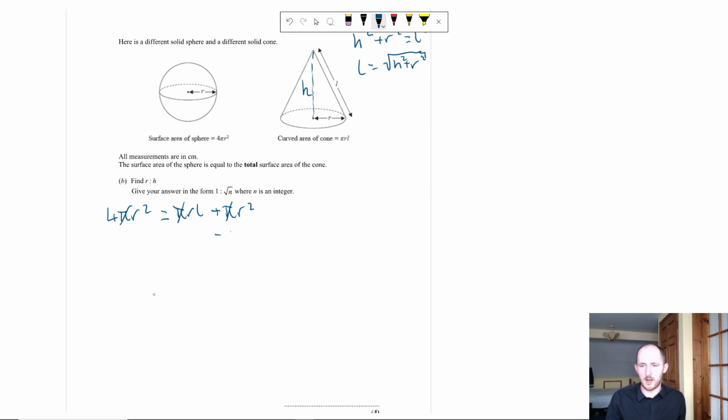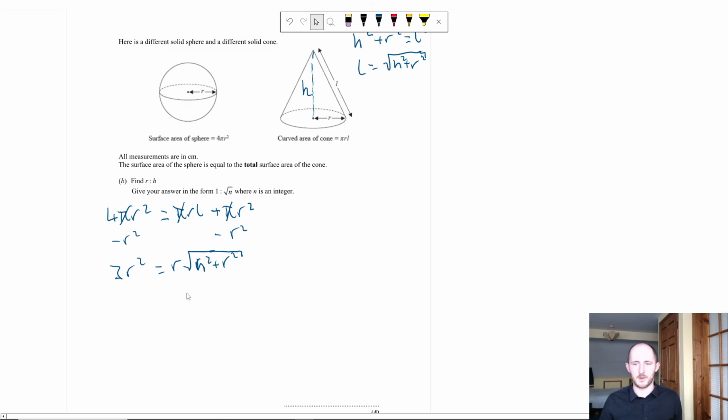I can also minus r squared from both sides. That leaves me with 3r squared equals r times L, which is h squared plus r squared. Now, in the answer, we want r to h, so we want to move all of the r's to one side. I can actually cancel out an r from both sides as well. That's handy. So we're left with 3r equals the square root of h squared plus r squared.